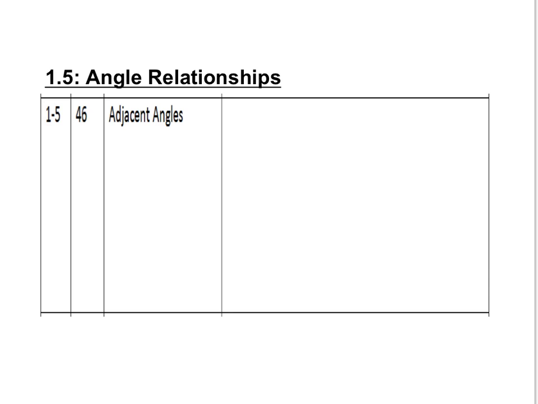Okay, so today we're going to talk about angle relationships. So we talked about the types of angles. We talked about acute, obtuse, right, straight, reflex, parts of angles, how to label them, all that kind of stuff. And now we can talk about what relationships they have to each other.